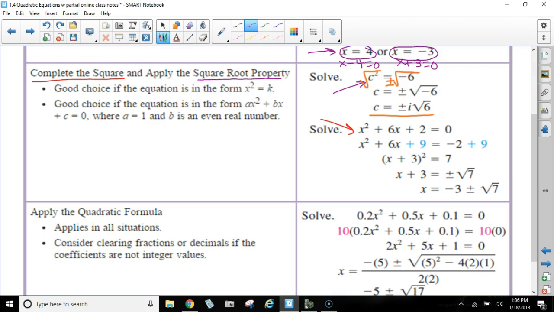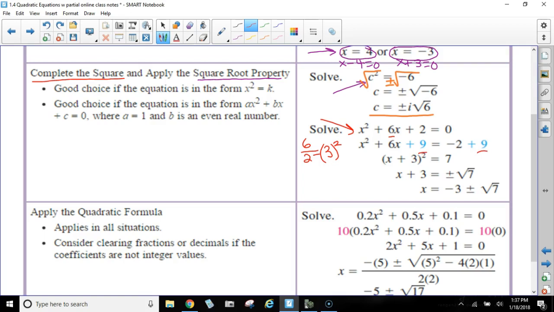So we subtract 2 from both sides. Then we need to find the magic number. How did they come up with the 9? How'd they know to add 9 there in blue to both sides? Well, remember, you take the coefficient of x, the 6, divide it by 2. That gives you 3. Then you must square it. 3 squared is where they got the 9 that we add to both sides of that equation.